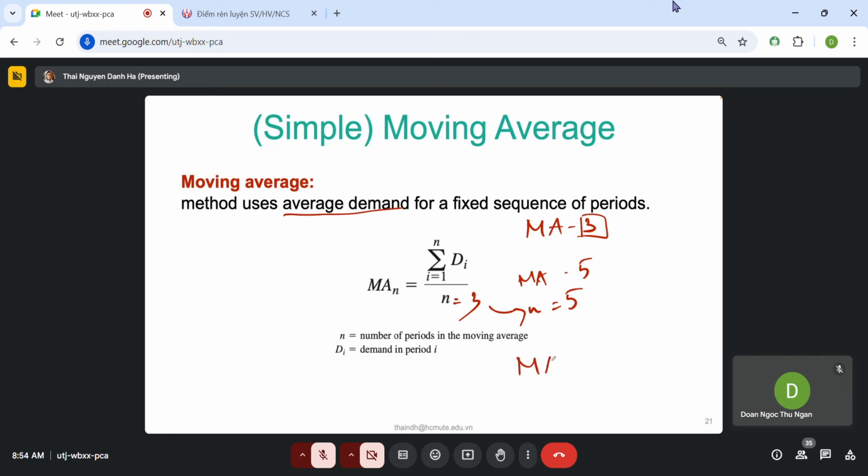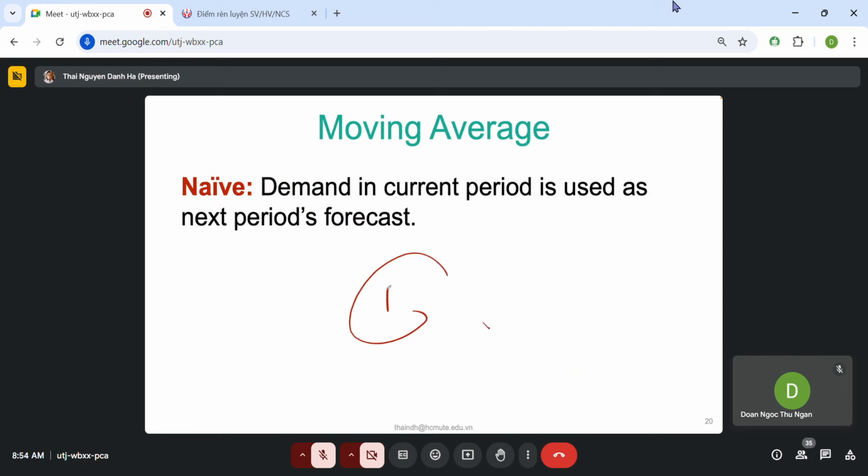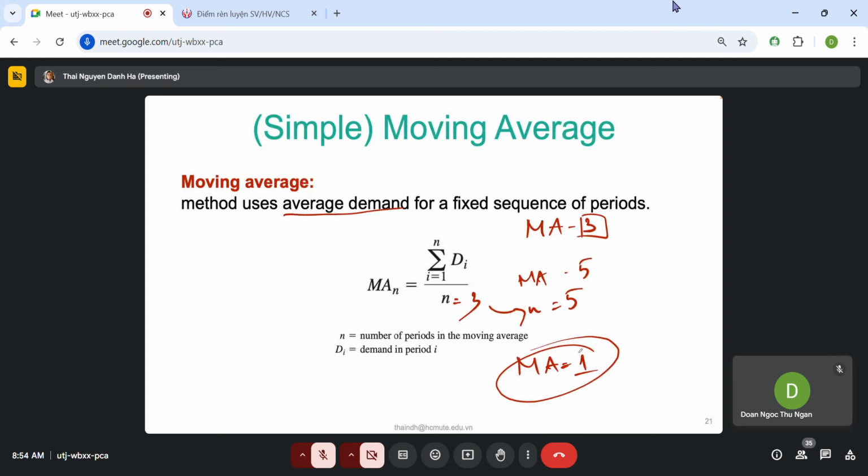And without MA1, why? For MA1, it's just 90. This is the MA1 because we have just one period and we use the same amount from the previous one for the forecasting, and this is 90. So for the moving average, we don't have MA1 anymore because it's just 90. For the formula, you can say it is the average demand of any number of periods.